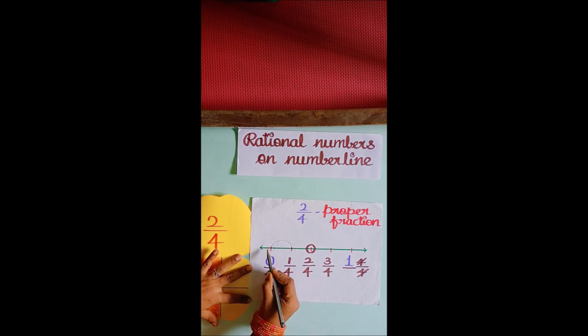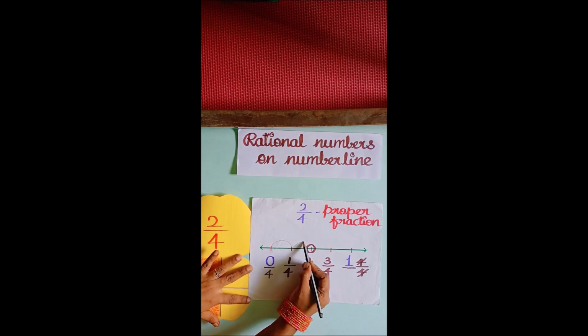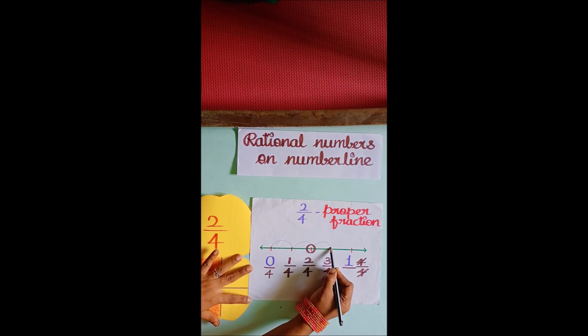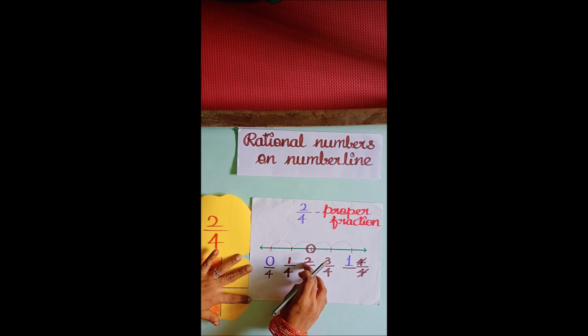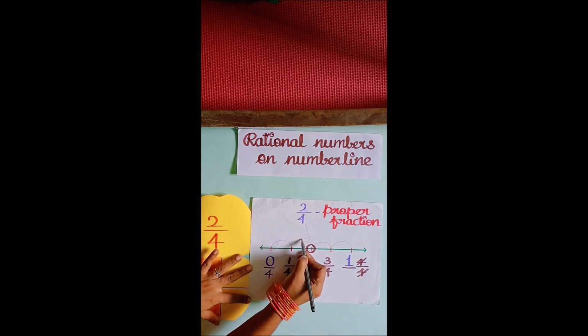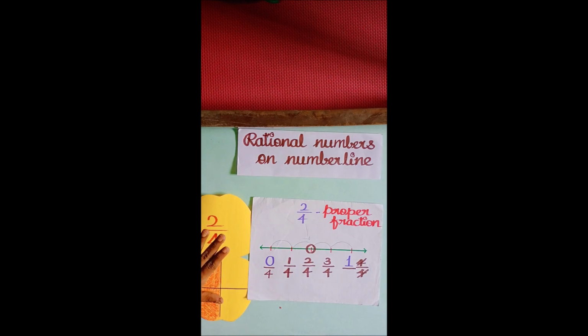So how can we divide this? 1 portion, 2 portion, third and fourth. The 0 to 1 can be divided into 4 portions, and we can increase up to 1 by 1. So this is the best example for the proper fraction.